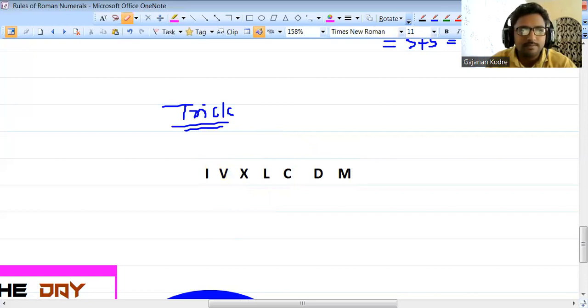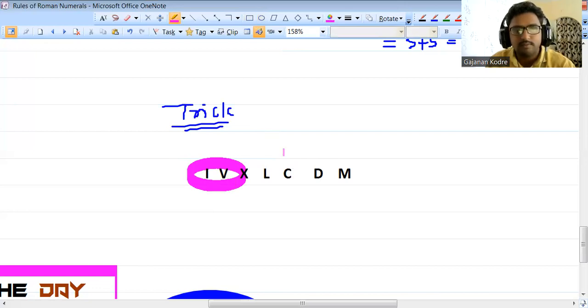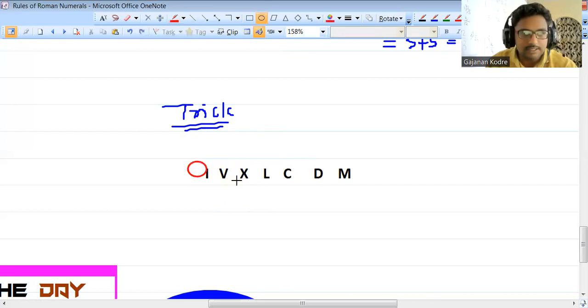What you will do, you'll make a circle like this. First three, then next three, then next three.